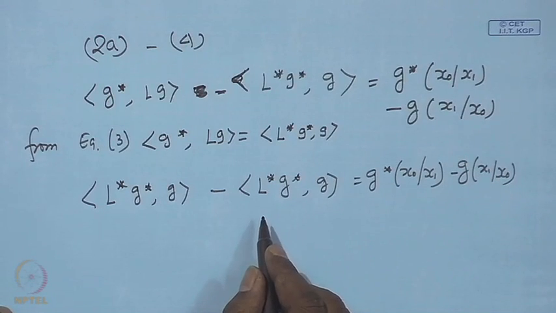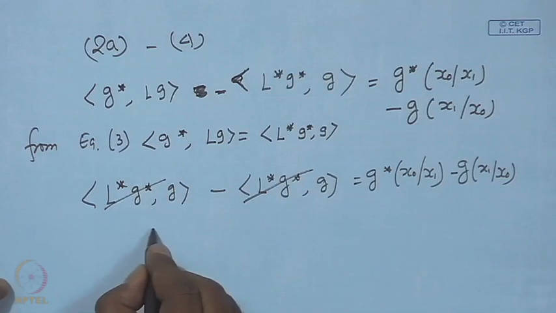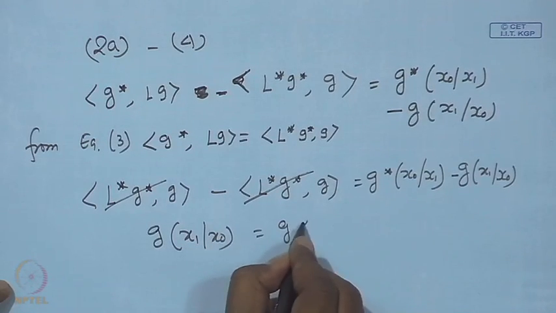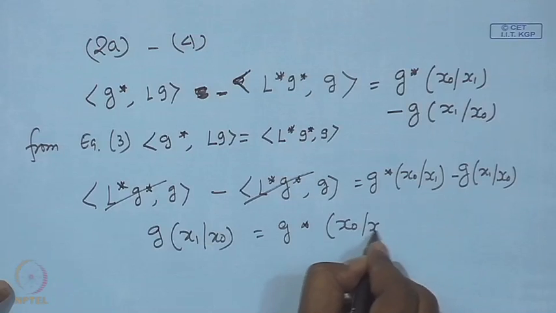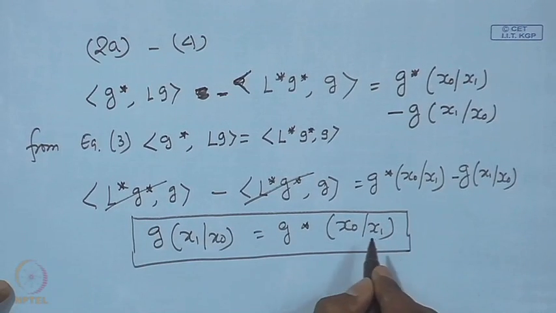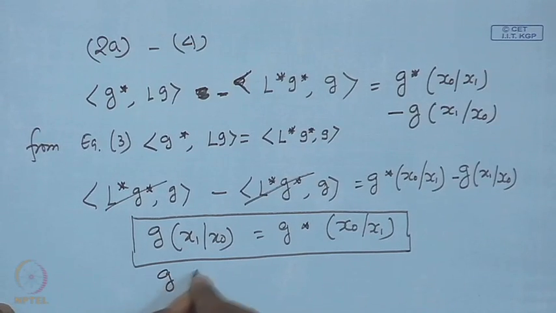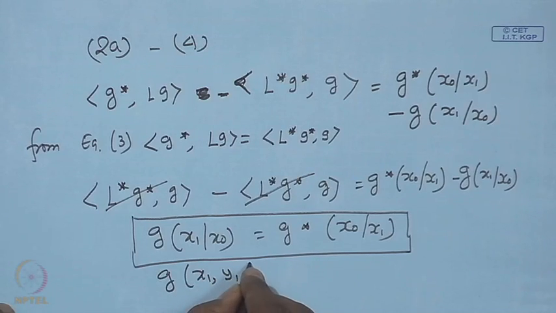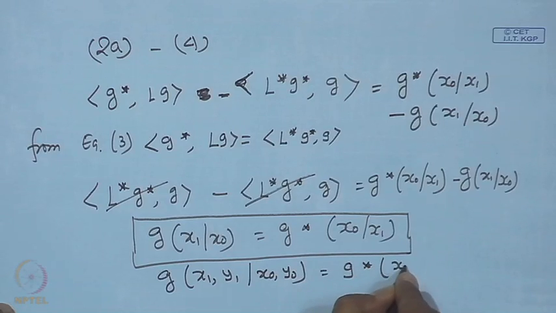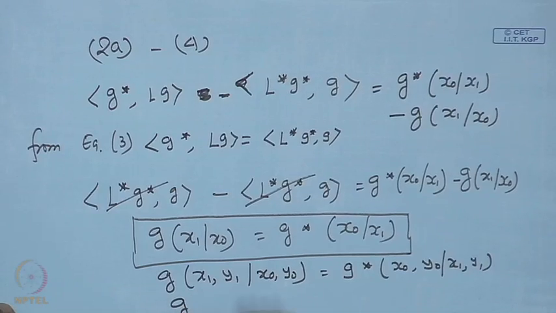If you see the left hand side, both of these will vanish. So, what you will be getting is that g(x1/x0) is equal to g*(x0/x1). So, this is the relationship between g and g*. The same relationship is valid for a 3-dimensional problem, 2-dimensional problem. So, g(x1, y1/x0, y0), we can prove, is equal to g*(x0, y0/x1, y1) for a 3-dimensional problem.